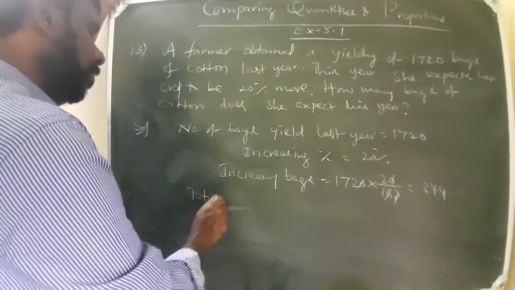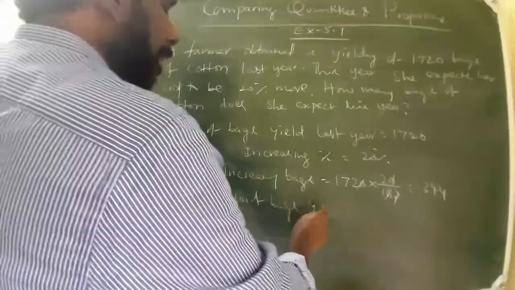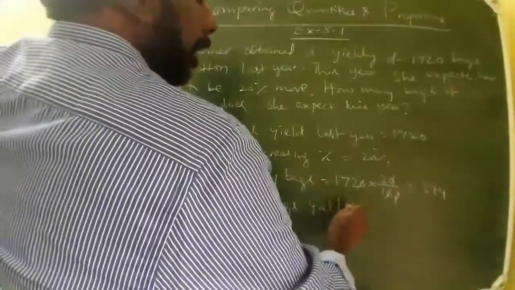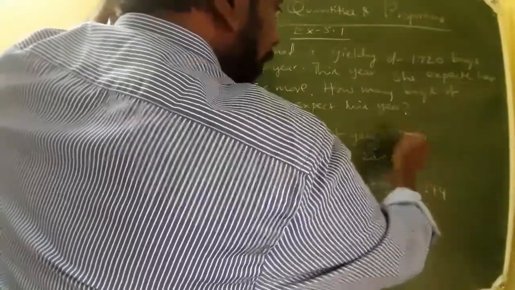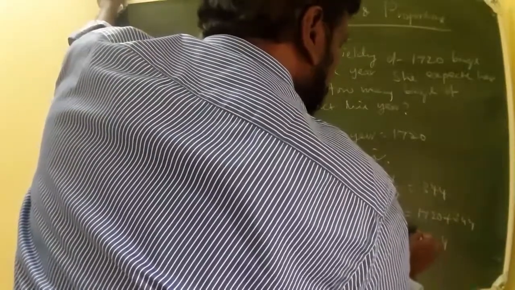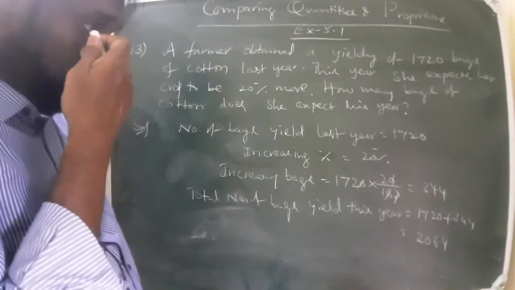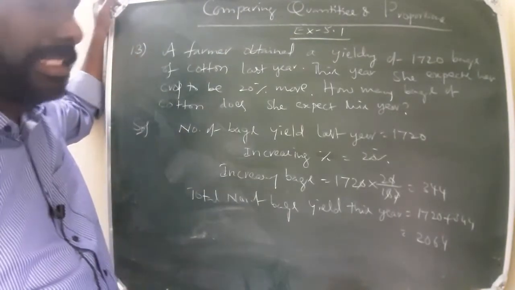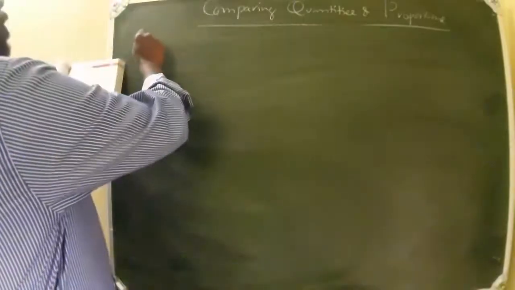So the total number of bags yielded this year is equal to 1720 plus 344, which is 2064. So 2064 bags are yielded this year. So like that you have to do this problem.